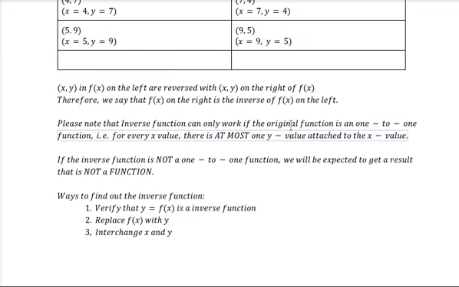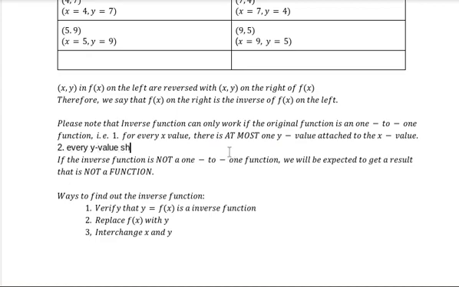Please note that an inverse function can only work if the original function is a one-to-one function. Basically, first, for every x value, there's at most one y value attached to it. The second thing, which is the more important key part, is that every y value should have at most one x value attached to it. If the original is not a one-to-one function, we will get a result that is not a function.